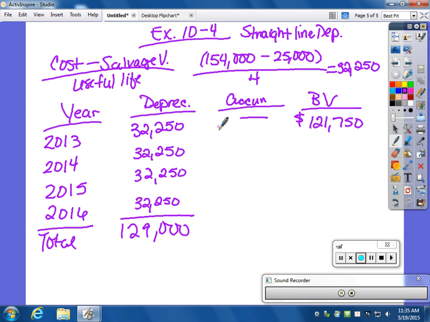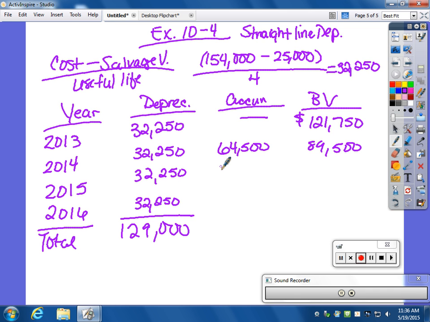121,750. Next year, accumulated depreciation is how much? No. Accumulated depreciation, meaning previous year's depreciation plus this current year's depreciation. 64,500, but the new book value amount is how much? 89,500. What about 2015? What's the accumulated depreciation amount? 96,750.